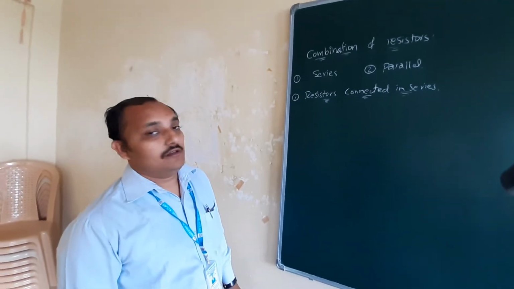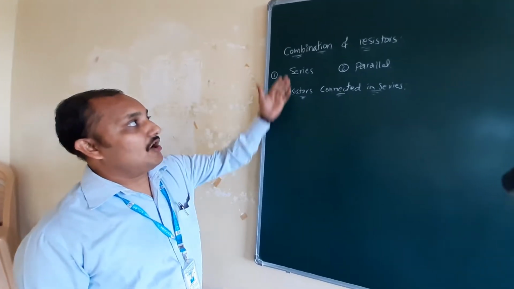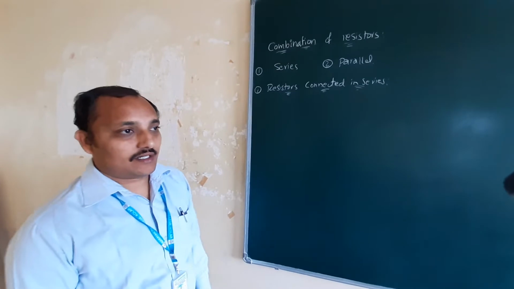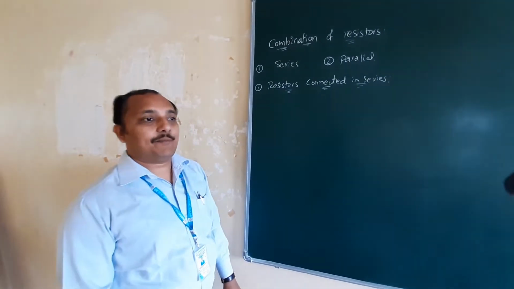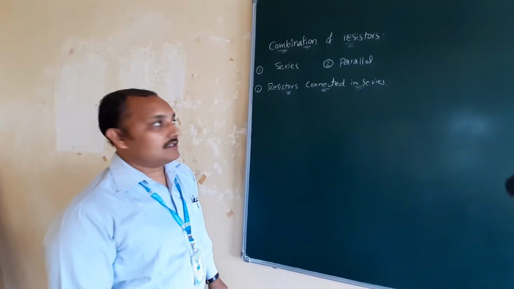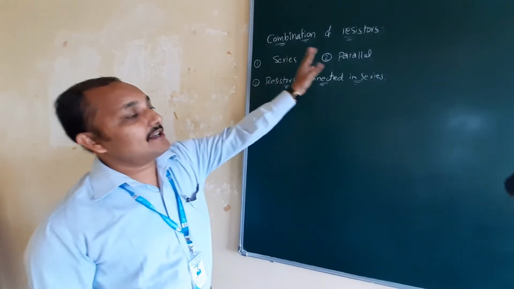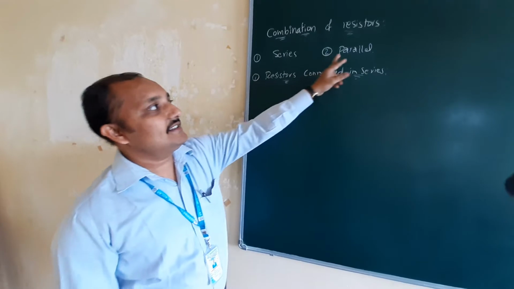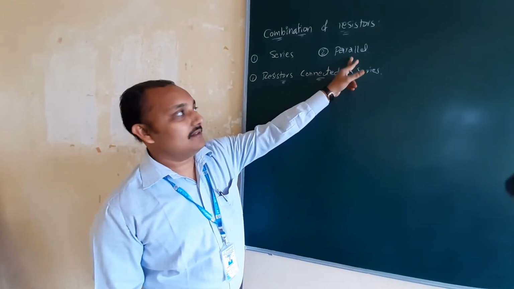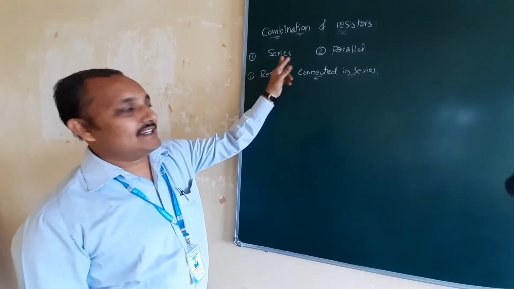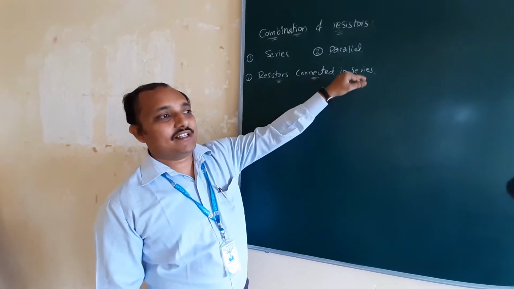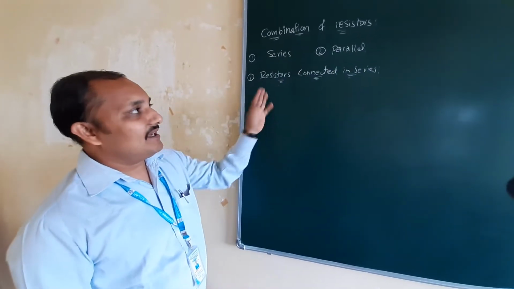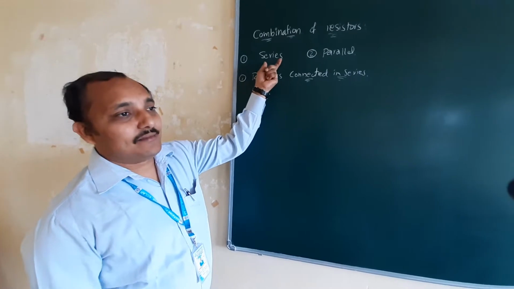Students, our next topic is combination of resistors. I told you to see combination of capacitors, and I think all of you saw. Here, resistors also will be connected in two ways: one is in series, another one is in parallel. What series connection and parallel connection are, we already discussed in capacitors. It will be the same here.